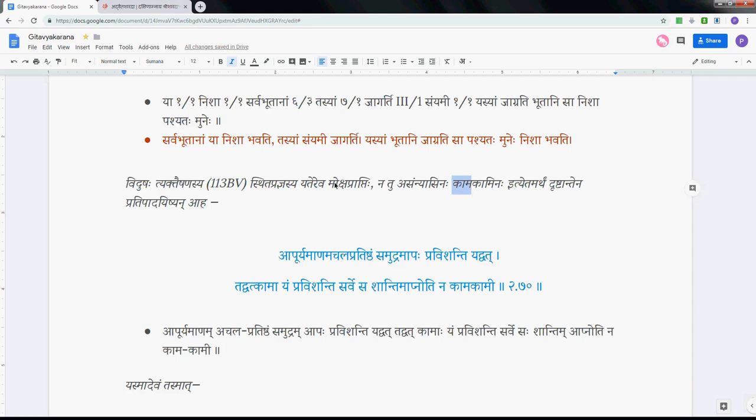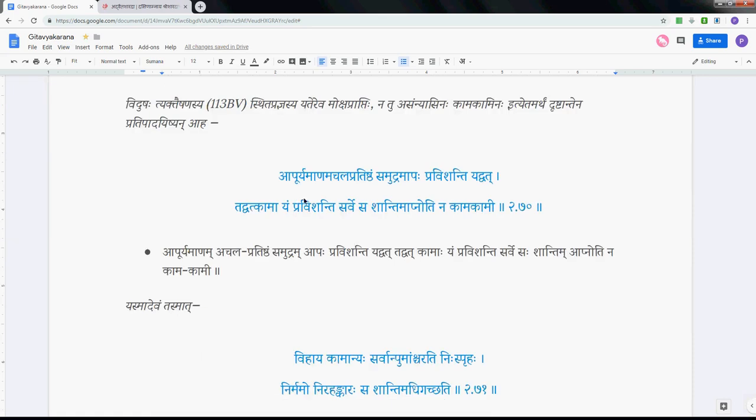And those vishayas can be in the form of putra, vitta, loka. Ityetam artham drishtantena pratipadayan aha, showing this through an example. Wanting to elaborate through an example, he says, apuryamanam achala pratishtham samudramapah pravishanti yadvat, tadvat kama yam pravishanti sarve, sa shantim apnoti na kamakami. So, kama kami shantim na apnoti. That is the idea here. Kama kami, asanyasi, moksha prapti na bhavati.